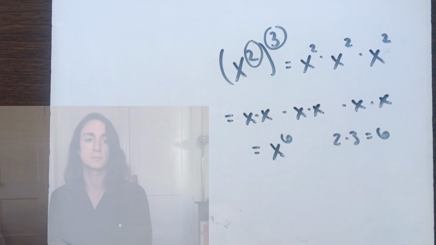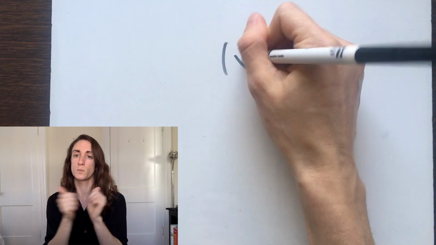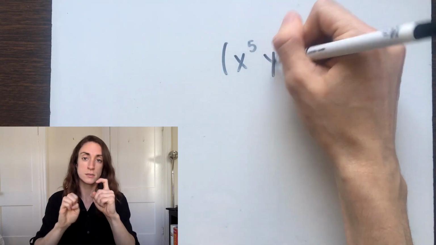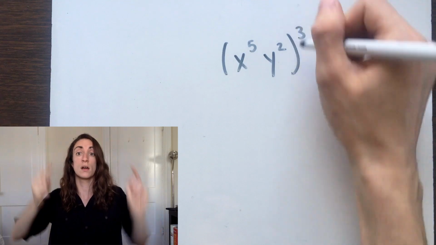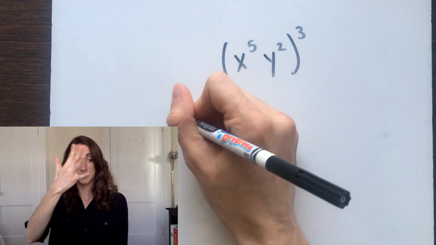Let's take a look at another example. Suppose we're working with an expression that has a product of two terms with different bases raised to exponents, all raised to another exponent. Let's write this out and see what happens.